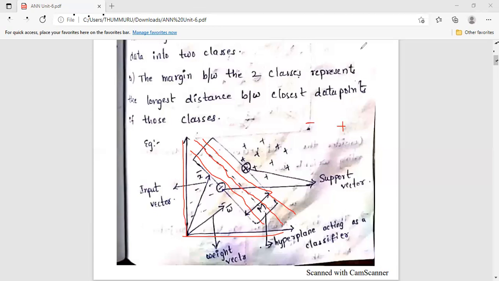So now, coming to this, after drawing one hyperplane in between the two classes, here I have drawn the border lines of the data points. This is one border line and this is the second border line.